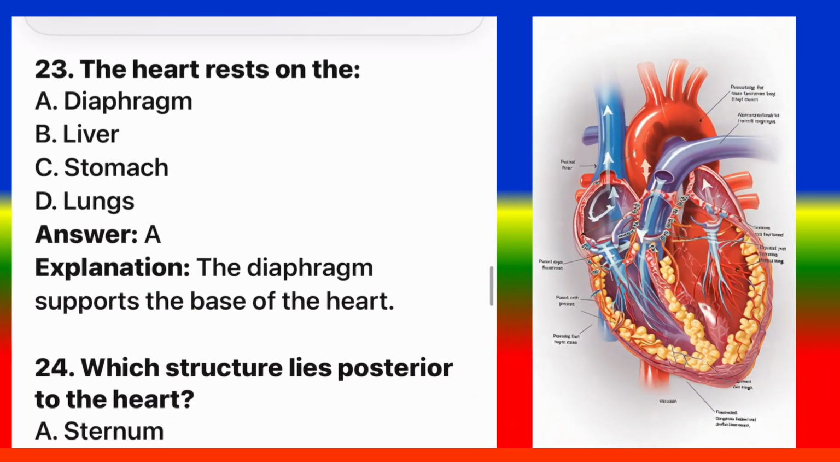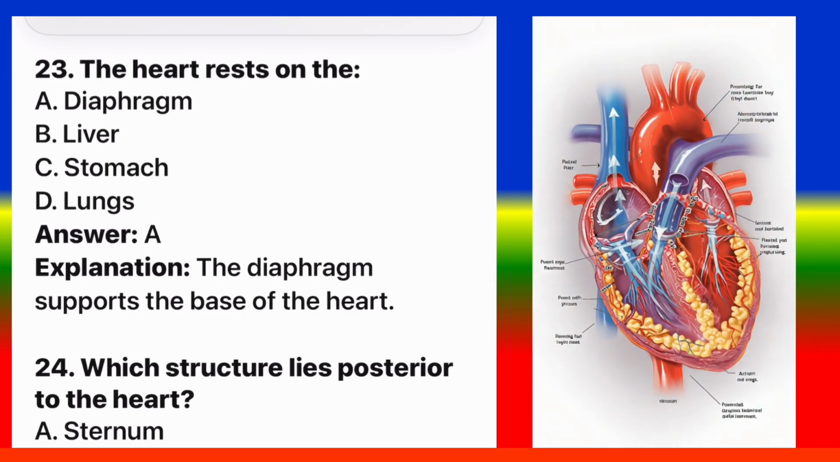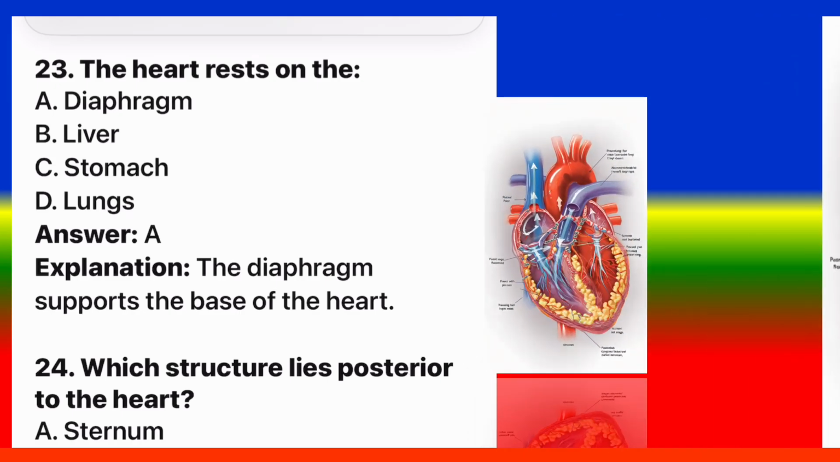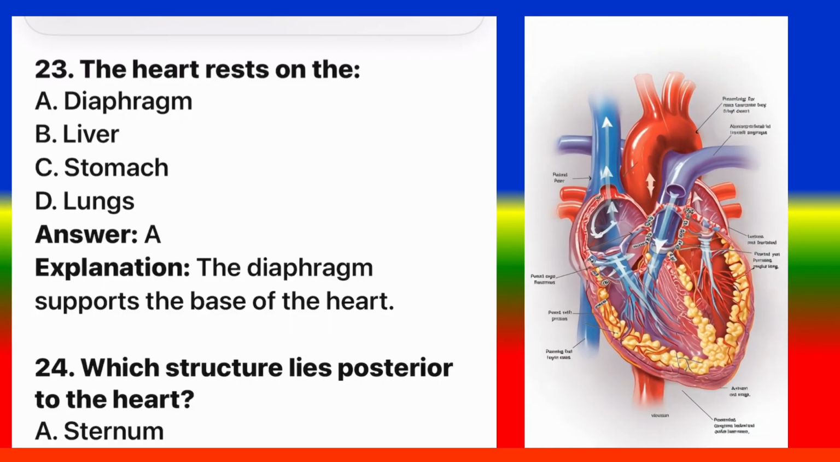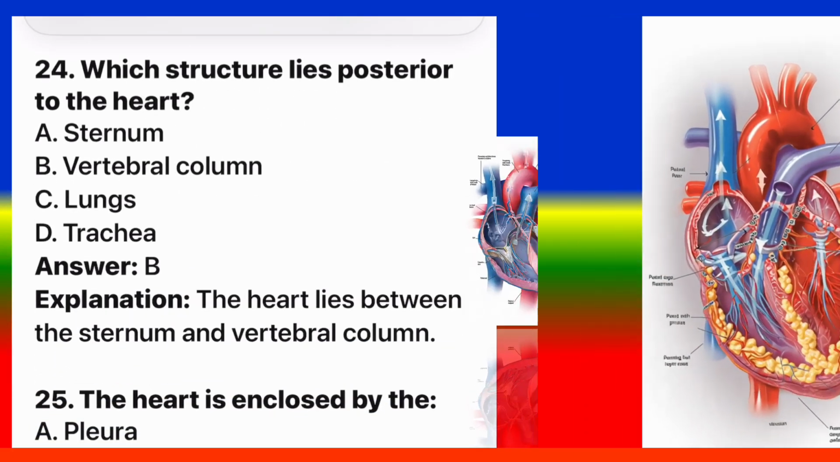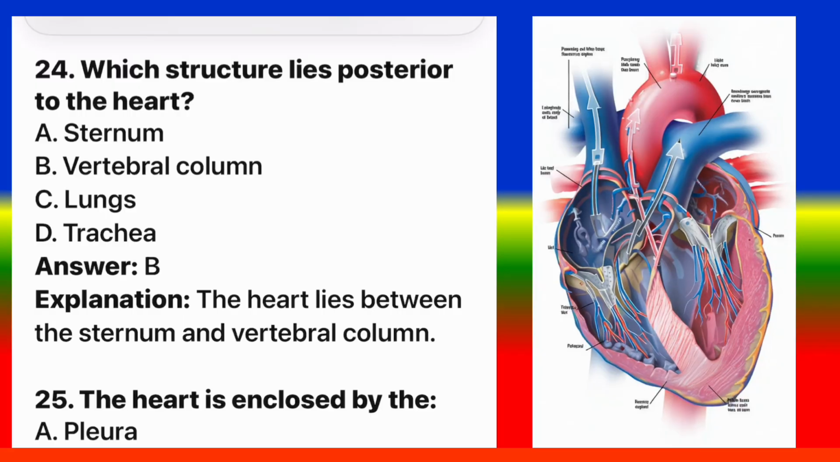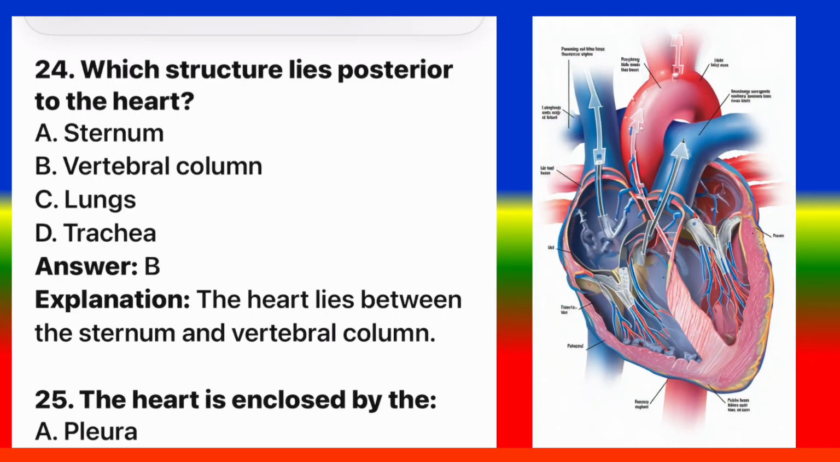23. The heart rests on the A. Diaphragm, B. Liver, C. Stomach, D. Lungs. Answer A. Explanation: The diaphragm supports the base of the heart. 24. Which structure lies posterior to the heart? A. Sternum, B. Vertebral column, C. Lungs, D. Trachea. Answer B.